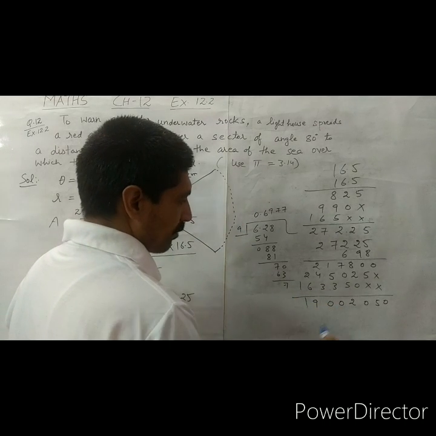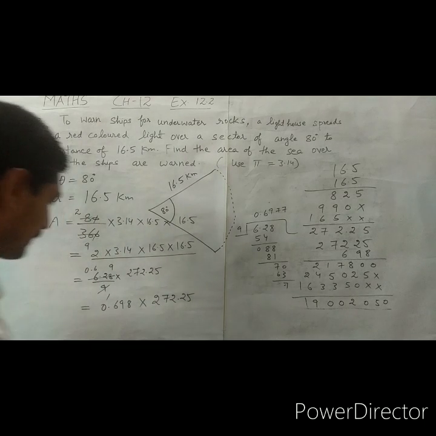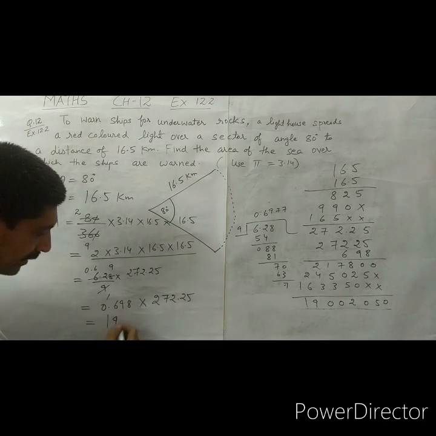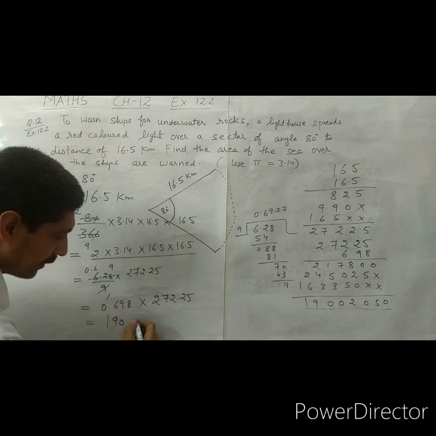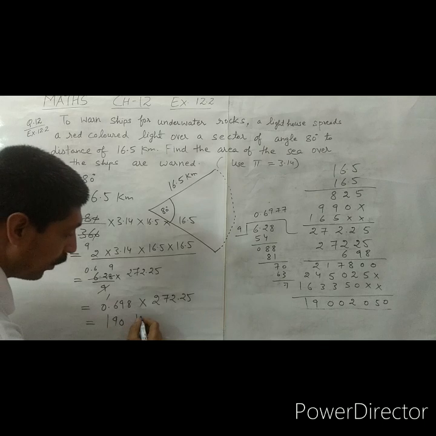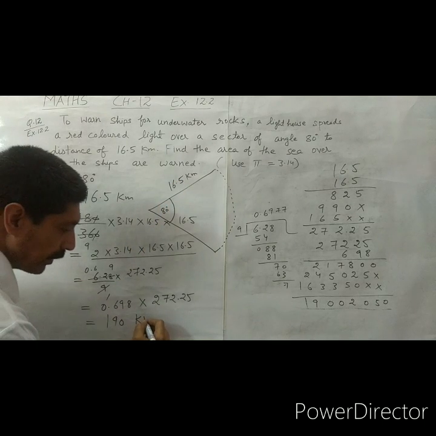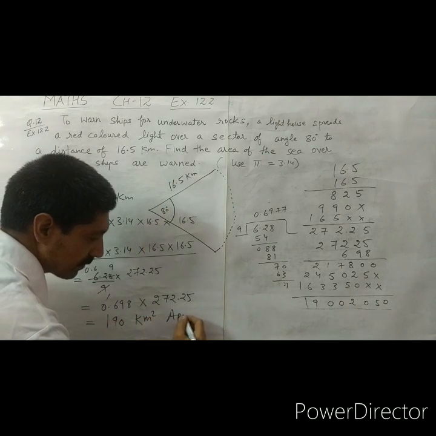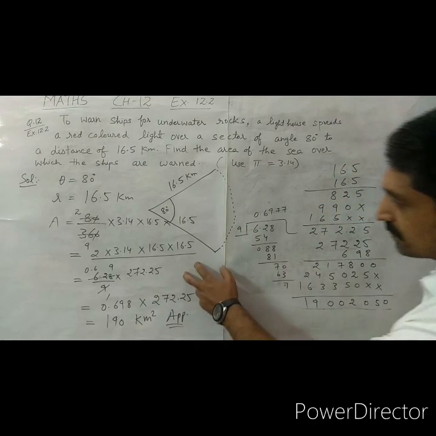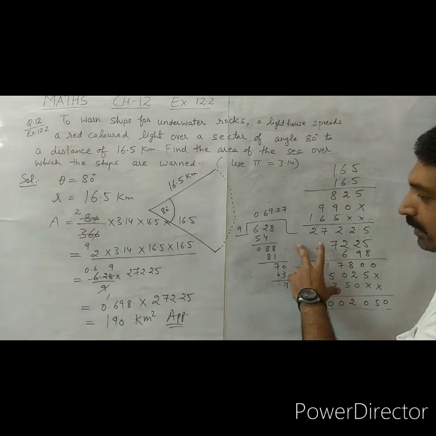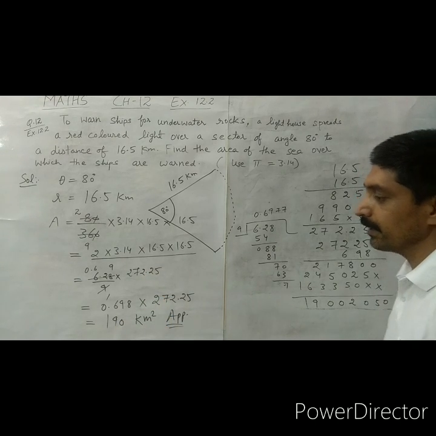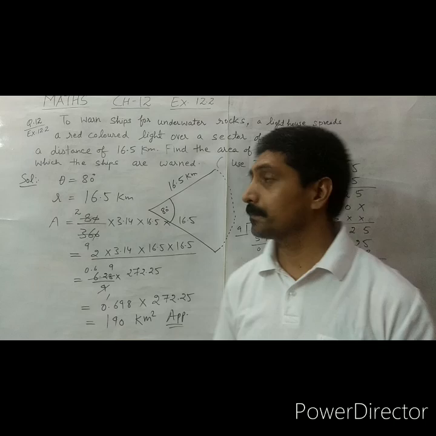So here it is approximately 190 kilometer square. The unit here is kilometer square. It is approx. Dear students, this is all about the calculation work. Okay, so this is approximately 190 kilometer square.